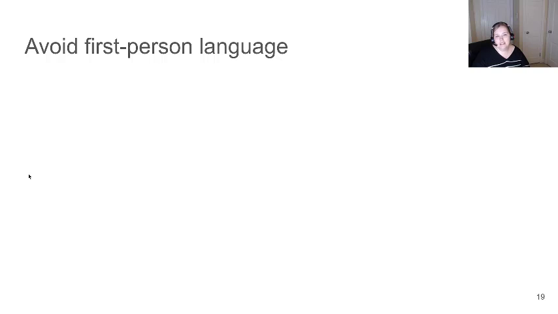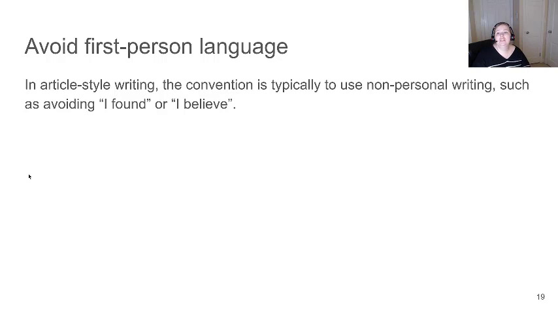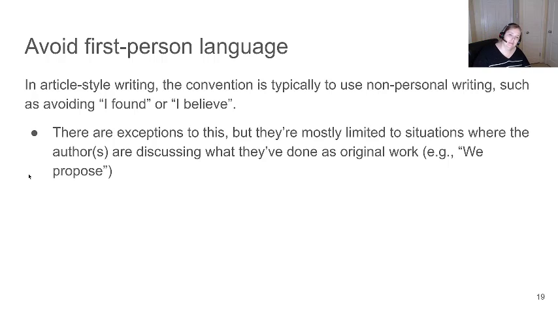Briefly, I asked you to avoid first-person language, right? Article style writing conventions typically use non-personal writing, avoiding things like "I found" or "I believe." There are exceptions in mostly limited situations where the author is discussing what they've done as original work, like "I propose," "we propose," sometimes you can say "I study."